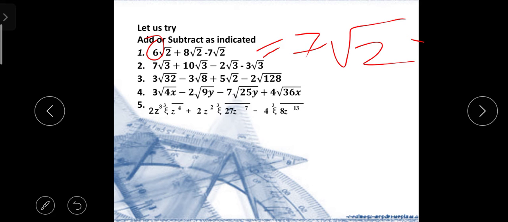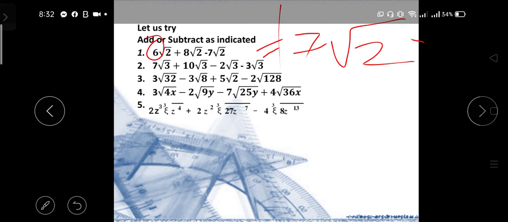Ano ba yan? Wait lang. Naririnig ba? Naririnig po ano eh. Grade 9. Okay, rinig.